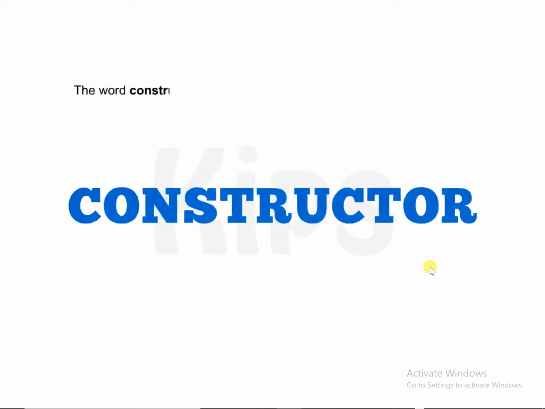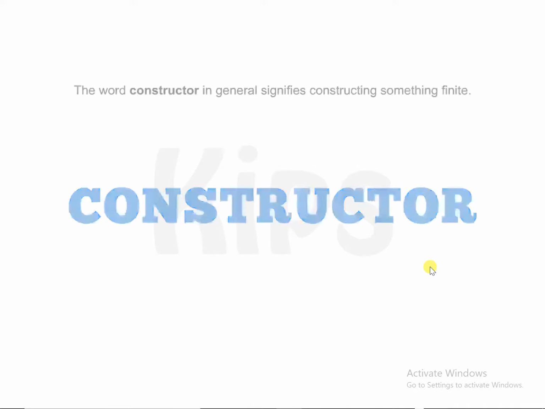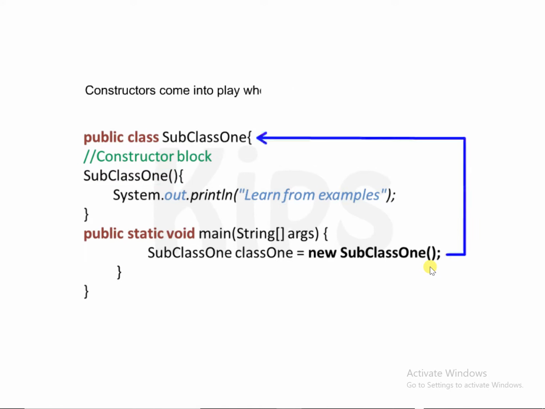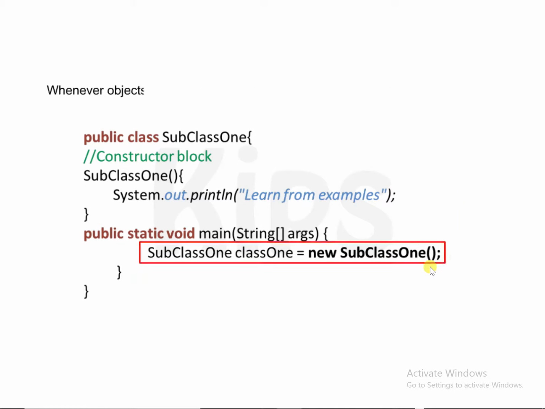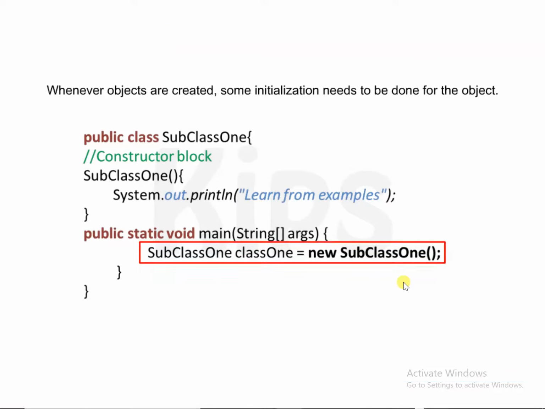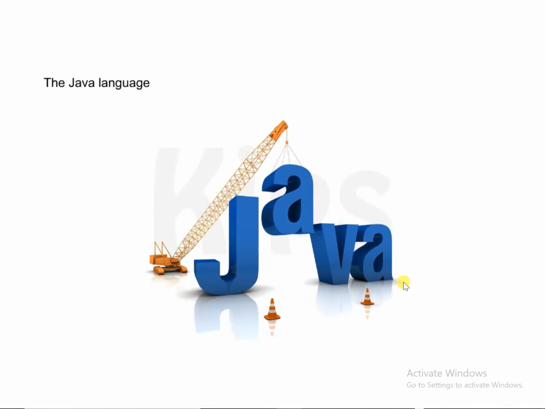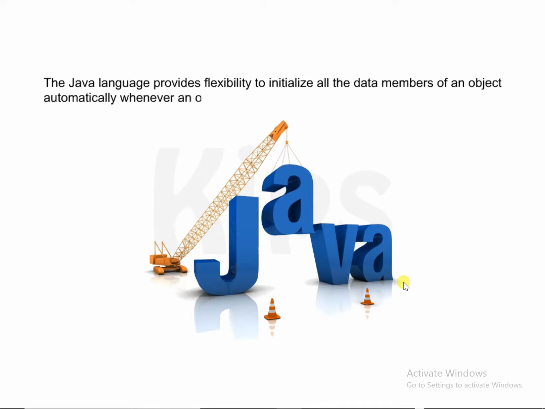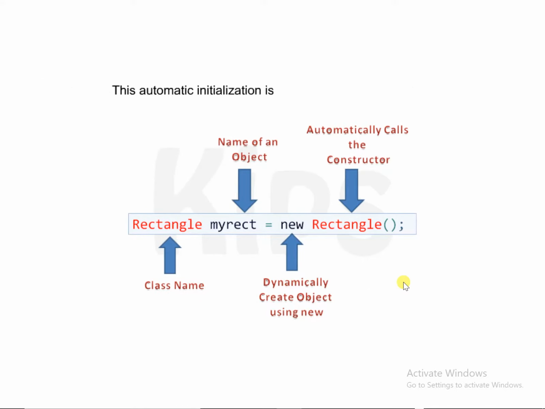The word constructor in general signifies constructing something finite. Constructors come into play when objects are created from classes. Whenever objects are created, some initialization needs to be done for the object. The Java language provides flexibility to initialize all the data members of an object automatically whenever an object is created. This automatic initialization is done by using constructors.